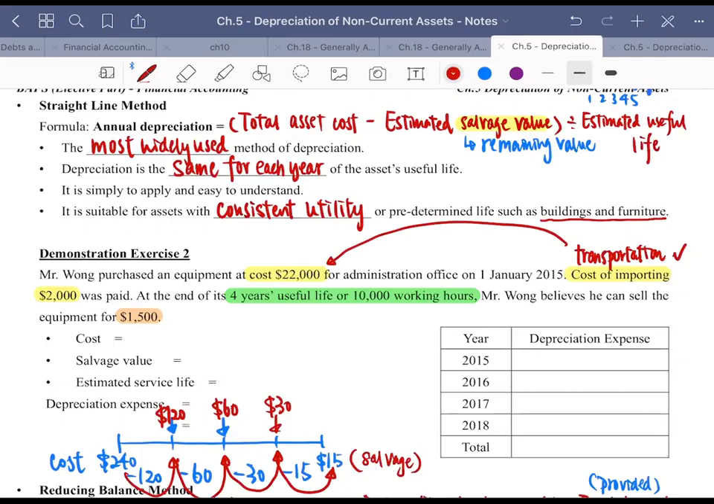So first of all, the cost of the equipment would be $22,000 as well as the transportation cost. So the total cost of this equipment would be $24,000.